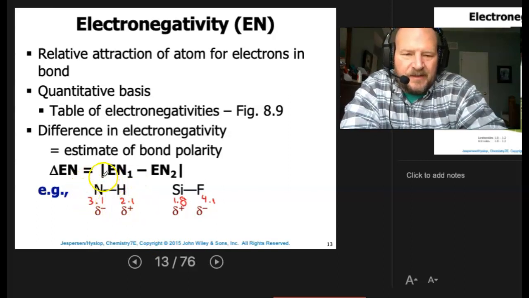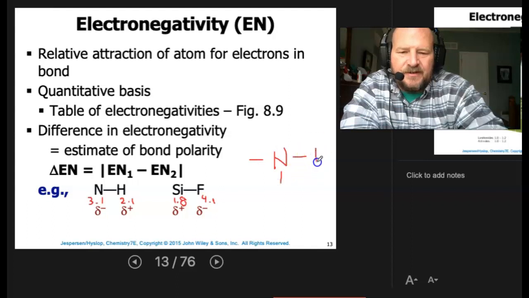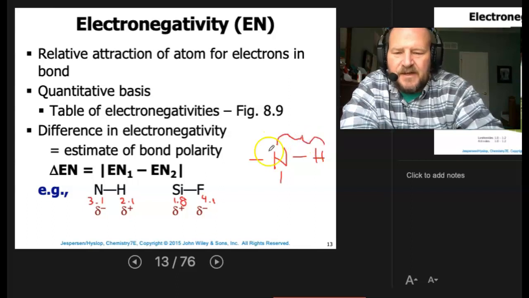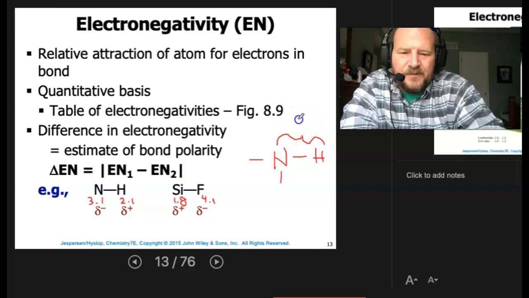Remember, this is not the whole molecule N-H. This could be ammonia, which would have 3 hydrogens on it. But when we do this bond measurement, we're literally just measuring this one bond. We take 3.1 minus 2.1, which has a magnitude of 1.0. That means this side is going to be partially negative because its value is larger. If the electronegativity is larger, that's where the electrons want to spend their time. So here the electrons are going to spend their time on the nitrogen, which means the density is going to be heavier there.